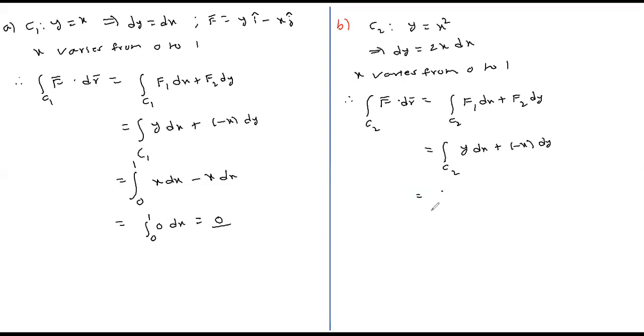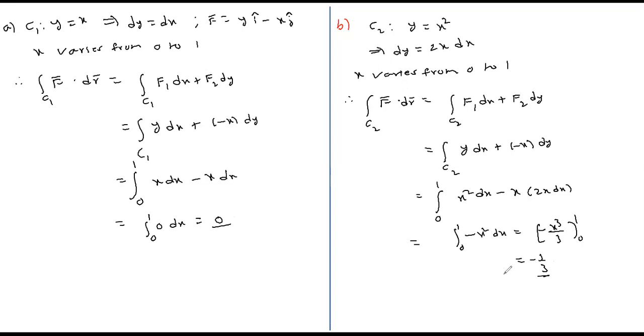Now what are the x limits of integration? Because I want to write y in terms of x, y is x square, so x square dx minus x into dy, which is 2x dx. Now everything is in terms of x, so I write x limits of integration. So x square minus 2x square is minus x square dx. So the integration is minus x cube by 3 with limits from 0 to 1. Answer is minus 1 by 3. So the integration along C2 is minus 1 by 3. Integration along C1 is 0.